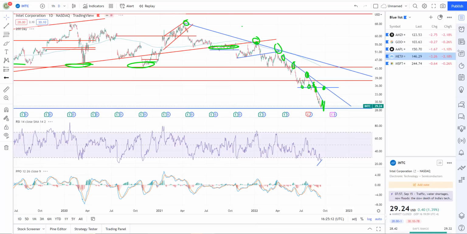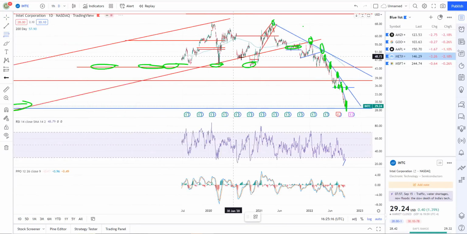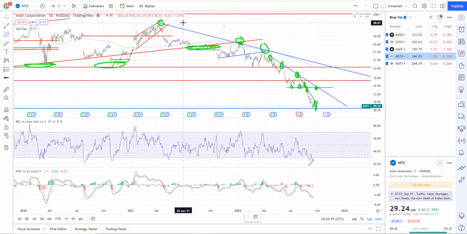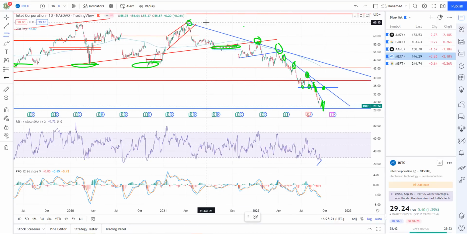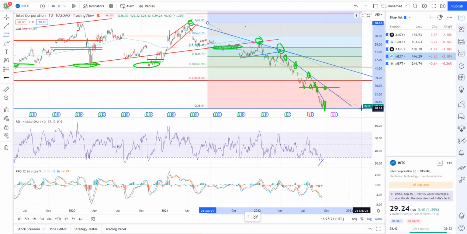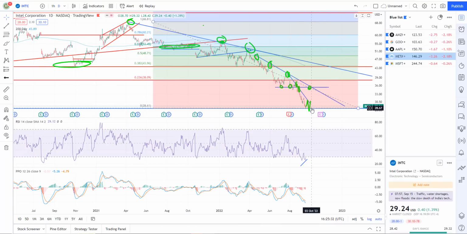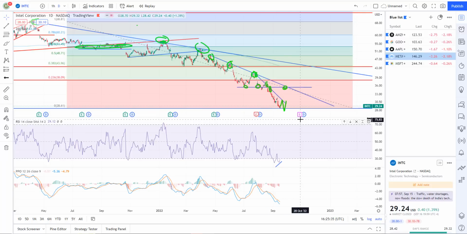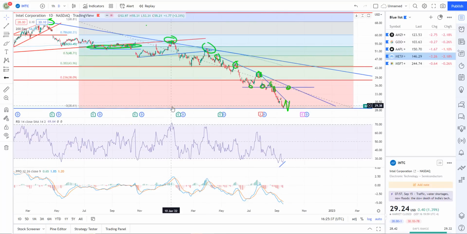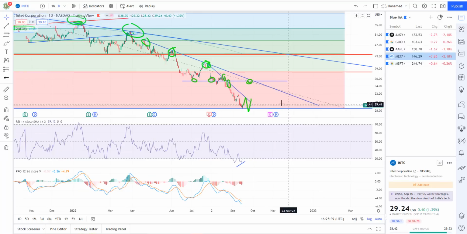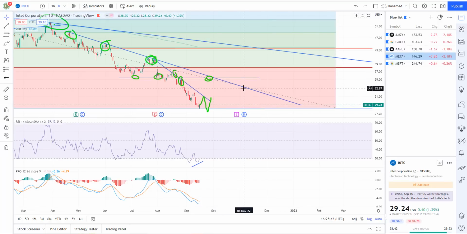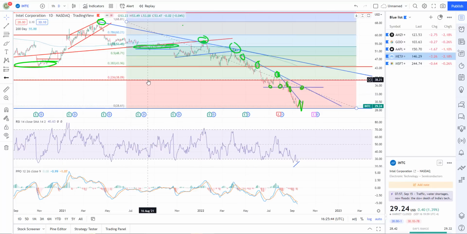Going back to the daily, one more thing, and I don't do these too often, but you can look at the fibs just to see what we've got going on. So I take the high here, where we started the bear market basically. There's the high on the daily chart, and here's where we're at right now. Basically, I'm looking for bounce zones.